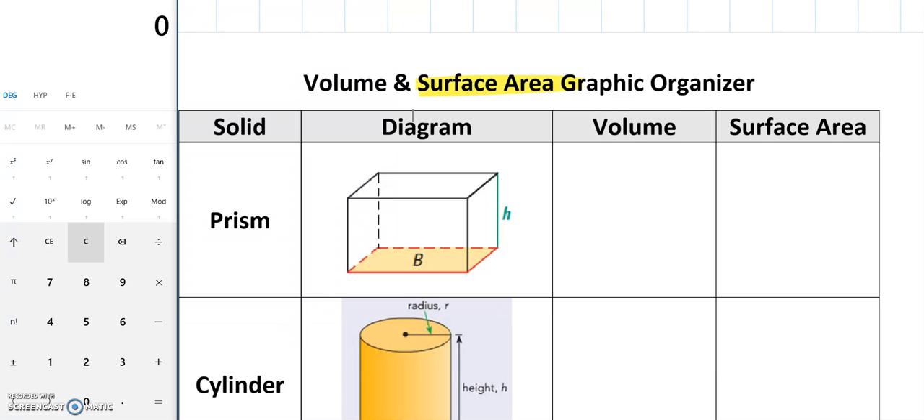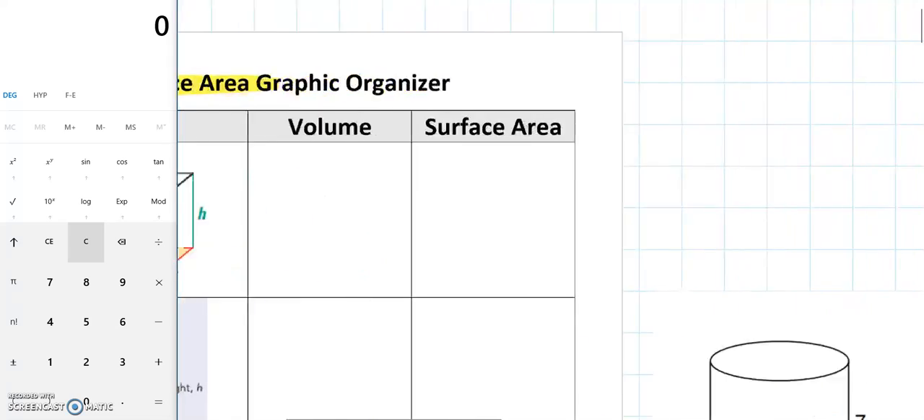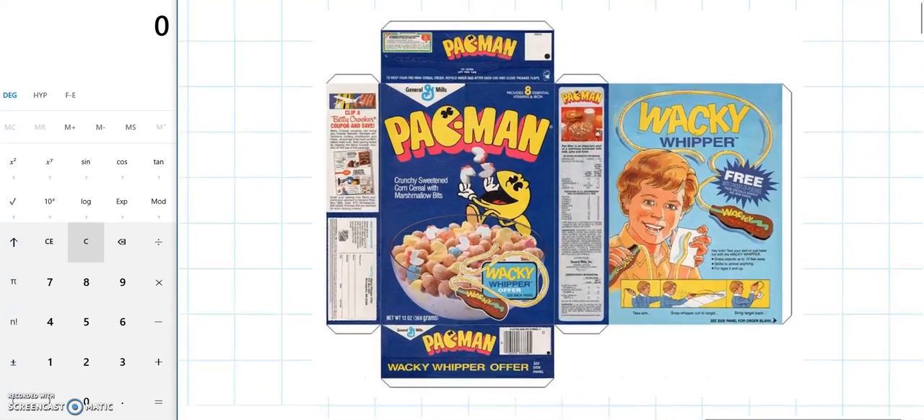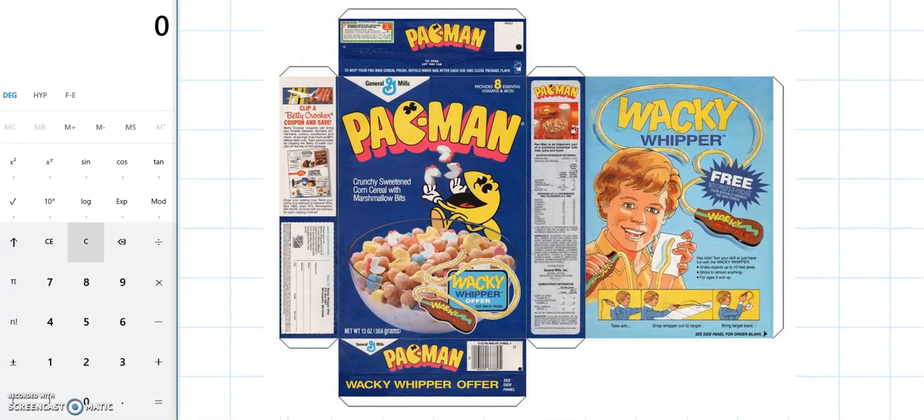Now, if you ever get into manufacturing or advertising, you may have a situation like this, where you have to design some type of cereal box or something like that. You would need to take a look at all of the surfaces that make up your cereal box, and you would need to find the area of each of those and see how much area do I have to work with to create all my designs, and how much is it going to cost me if that's the amount of cardboard that I'm using to create my cereal box.